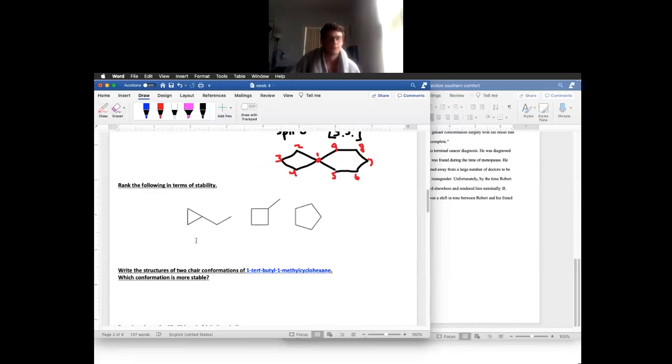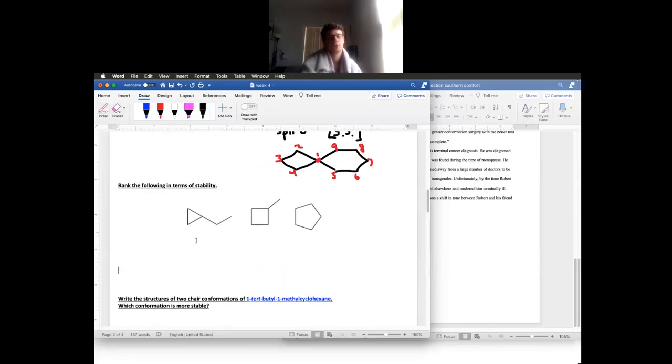Stability. All right, these ones, this is where it sometimes gets tedious. So we have an ideal angle. All right, what is that ideal angle that we want for stability?